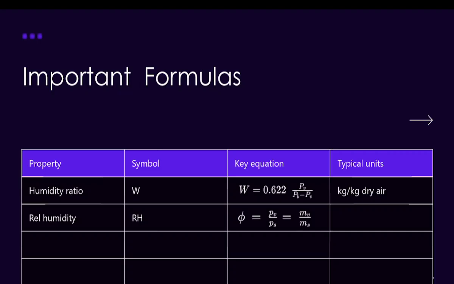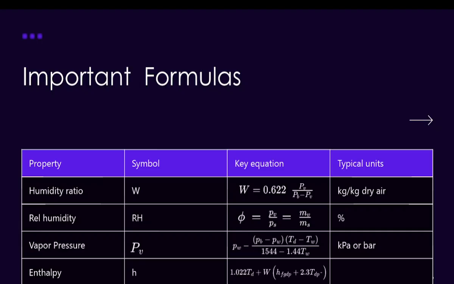And relative humidity, as I have said earlier, is the ratio of mass of water vapor to the mass of water vapor when the air is saturated, mv over ms. Or we can say Pv over Ps. Next is vapor pressure. Vapor pressure Pv: sometimes we have the wet bulb temperature and atmospheric pressure, and the dry bulb temperature is there. Then using this formula we can find out the vapor pressure Pv, or partial vapor pressure Pv.